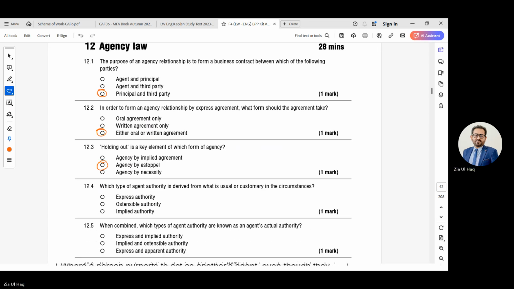12.4. Which type of agent authority is derived from what is usual or customary in the circumstances? Express, ostensible, or implied? Ostensible as per past transaction, as per past routine. Implied according to the industry norms, not expressed.